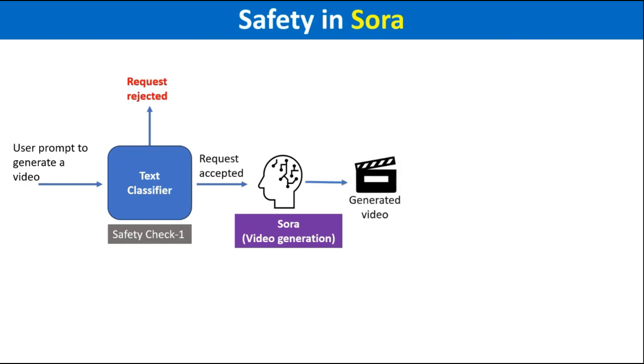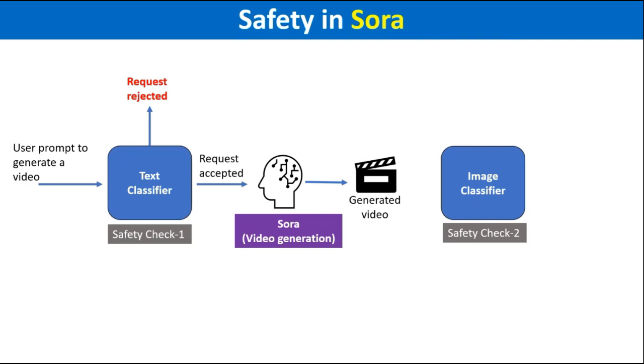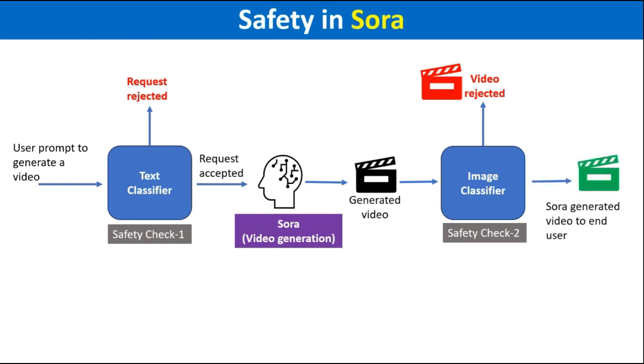But this video is not yet sent to the end user. This video has to pass through another gate, which is the image classifier. The image classifier is used to review the frames of every video generated by Sora to help ensure that it adheres to their usage policies. In case the generated video fails to adhere to the usage policy, then this video is rejected. Otherwise, the generated video is made available to the end user.